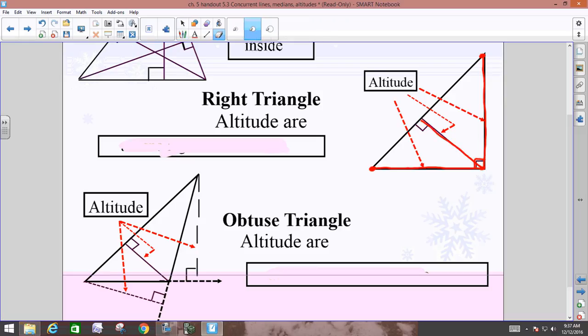So in a right triangle, 2 of the altitudes are the sides, or they're called the legs of the right triangle. And then 1 of them is on the inside. And that's true for every right triangle. The 2 sides that are perpendicular to each other are 2 of the altitudes.